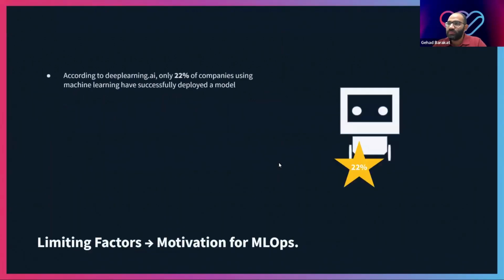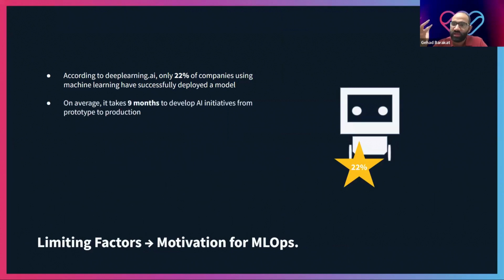All right, so this was one part of the story, but it was to mention that only 22% of the companies in the market are actually delivering a solution. And there are a lot of challenges happening. It's not only because of building the model and how complicated the model is. On average, it takes around 9 months to develop an AI initiative.